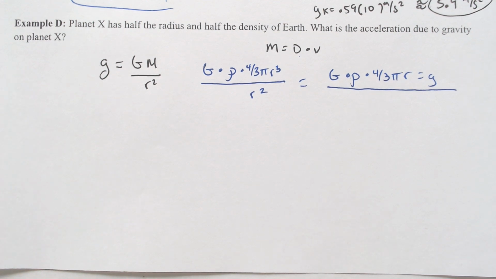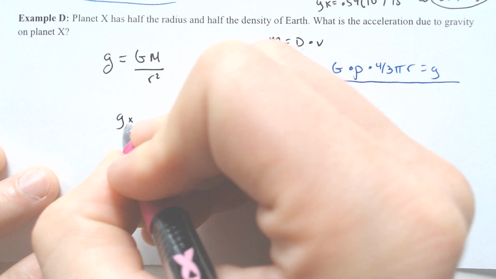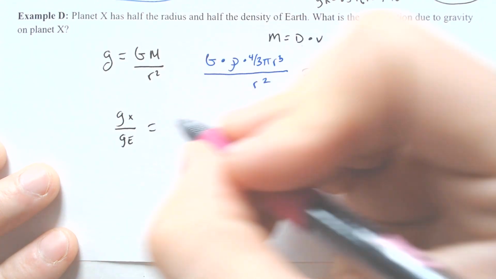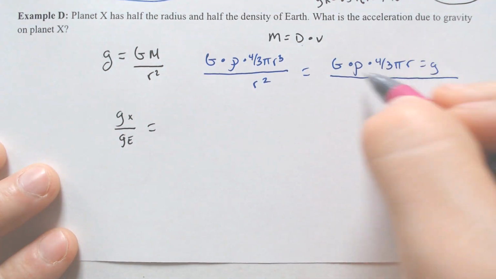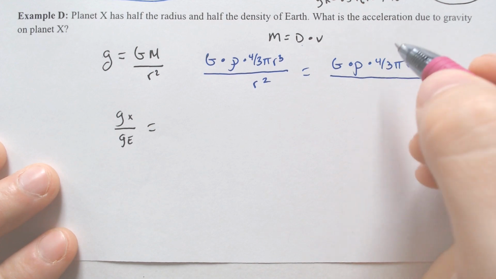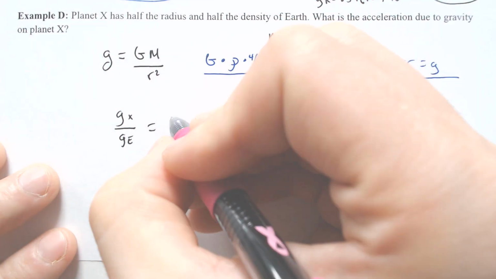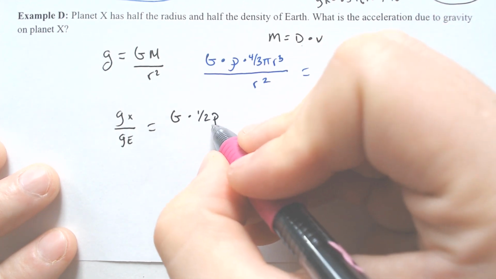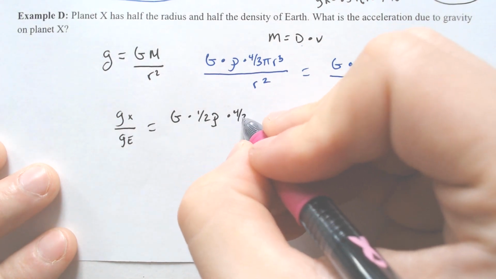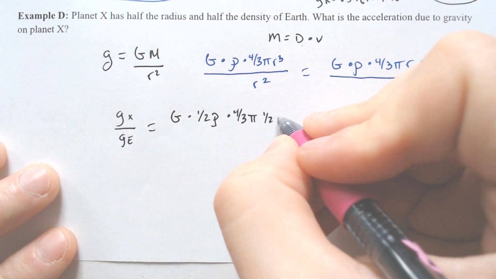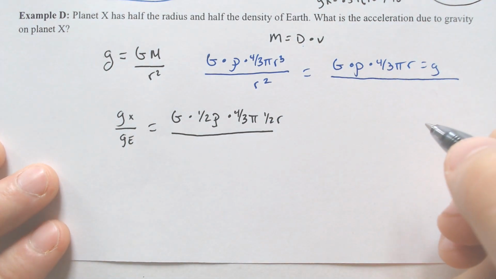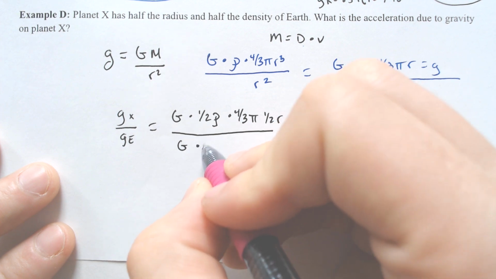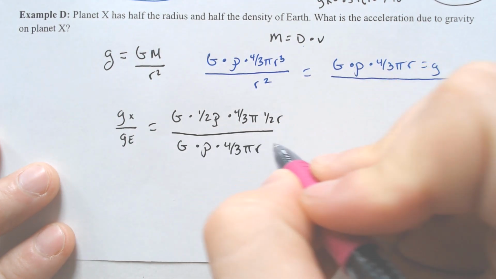Okay, so next thing we can do is figure out the gravity of planet X compared to the gravity of Earth. So we set up that proportion, and that would mean that we would have these two formulas here, and we would just have to put in 1/2 for the radius and 1/2 for the density. So we would have big G times 1/2 the density, so 1/2 rho, times 4/3 pi 1/2 r, and then it would just be equal to the same thing but for Earth, which would be without the 1/2, G times rho times 4/3 pi r.